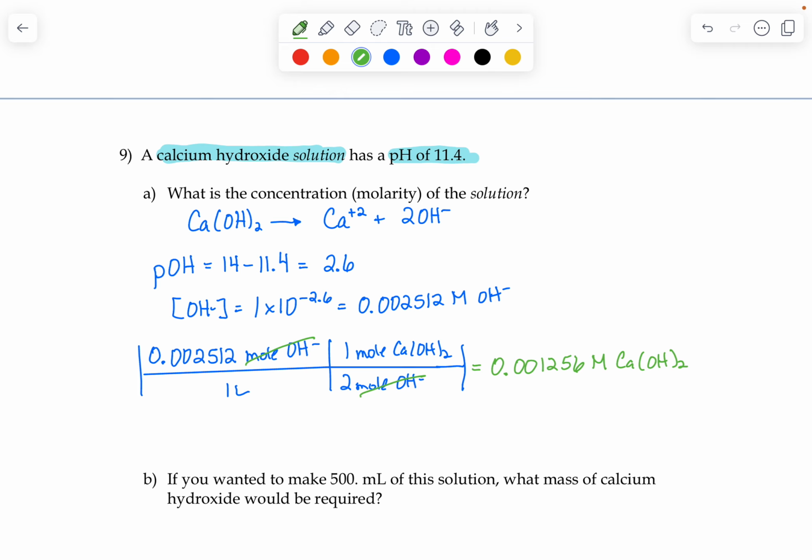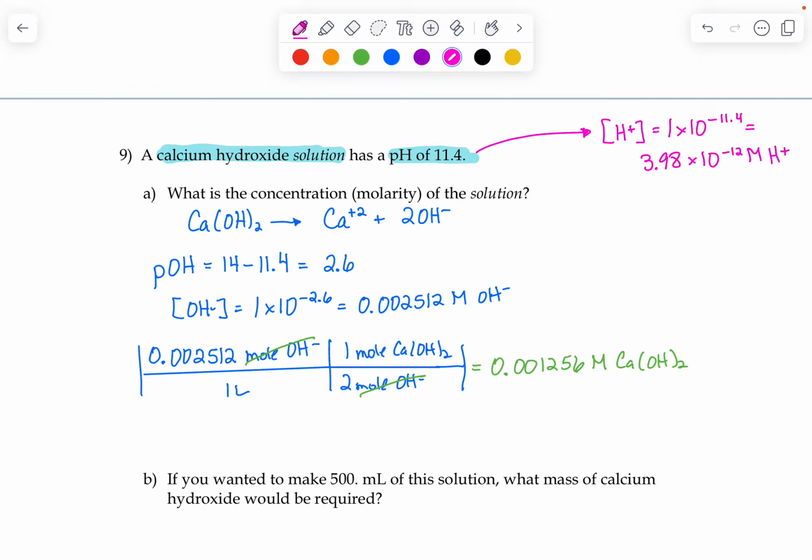So I told you that there were 2 different ways to solve this one. So this is path number 1, where you go from pH to pOH. Another path that you could take is if you know the pH, you know the power of your hydrogen concentration. So I could do 1 times 10 to the negative 11.4. Throw that in your calculator to convert it into a proper number for you, and it'll give you roughly 3.98 times 10 to the negative 12 molar H+.